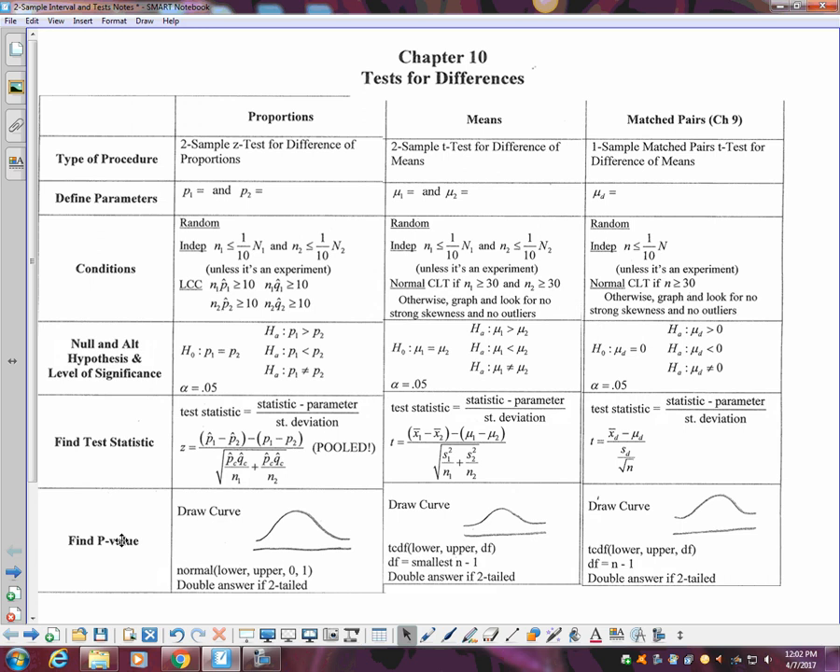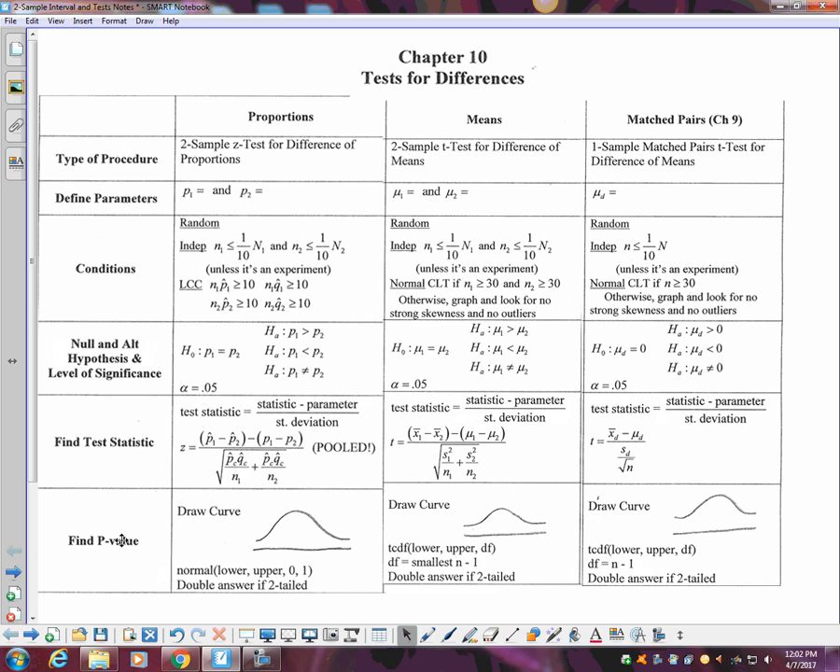And for means, independence is the same, and your normalcy comes from your central limit theorem if both of your sample sizes are bigger than 30. If not, you have to graph them. So you would do 2 box and whiskers and look for strong skewness and outliers.